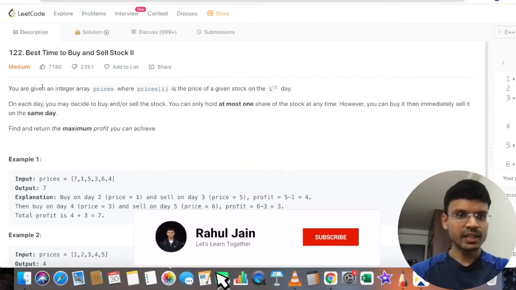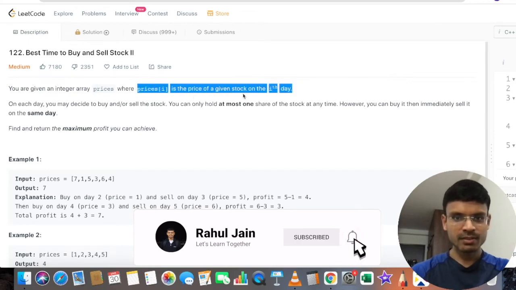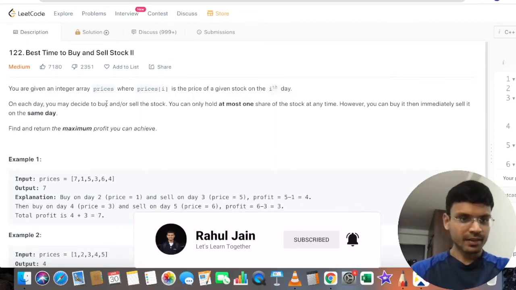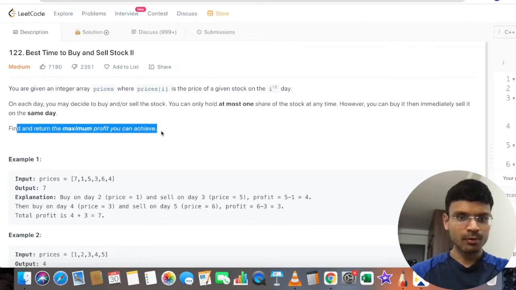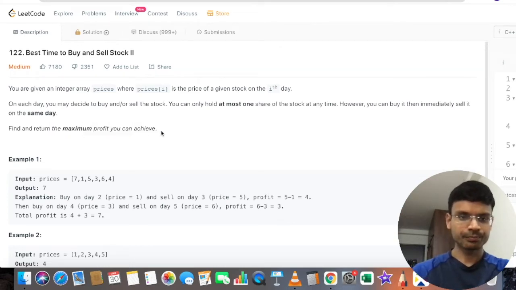Here you are given an integer array prices where prices[i] is the price of a given stock on the ith day. On each day you may decide to buy or sell the stock. You can only hold at most one share of stock at any time. However, you can buy it and then immediately sell it on the same day. We have to find and return the maximum profit you can achieve.